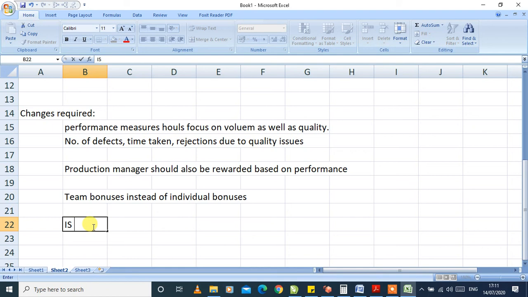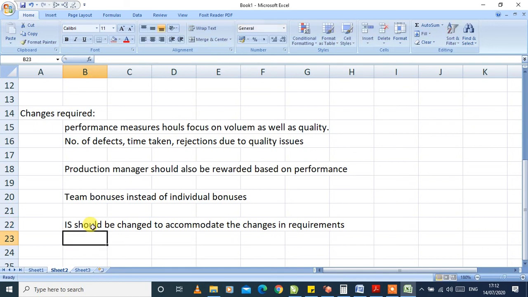So information systems should be changed to accommodate the changes in requirements. So what data to capture now is going to be different. It's not only the volume. You are talking about quality, and a lot of quality-related factors are taken. So your information system, your reports, should capture these new things also in them. That would be the changes required after this BPR.